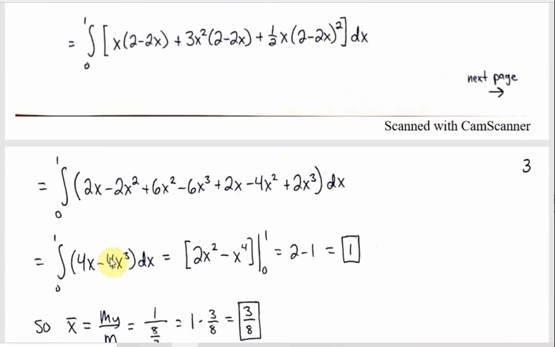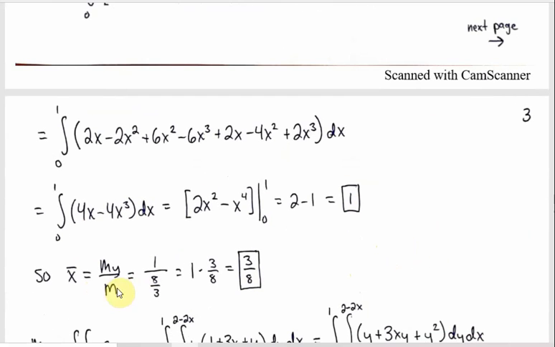But then this actually simplifies really well, right, down to 4x minus 4x cubed. And then you integrate that, evaluate that at 0 and 1, you eventually get 1. Okay, well then x bar is m sub y over m. M sub y is 1. M is just the mass, and that's 8/3. So 1 over 8/3, that's 1 times 3/8, which is just 3/8. There's the x coordinate. Now for the y coordinate.